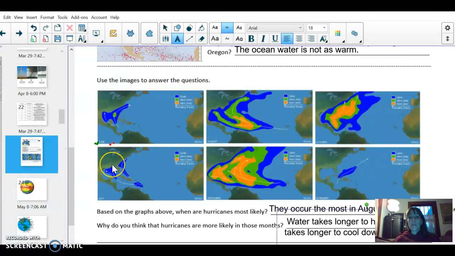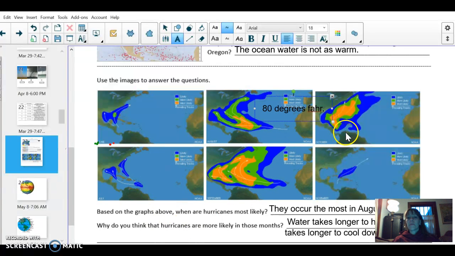So in June and July, the water is heating up. In order for a hurricane to form, the surface temperatures of the water need to be about 80 degrees Fahrenheit. Okay? They're not going to get to 80 degrees Fahrenheit right away because it needs to warm up. So it's warming up in June and July.